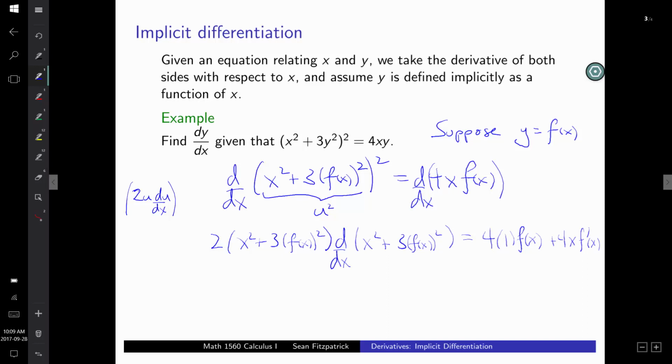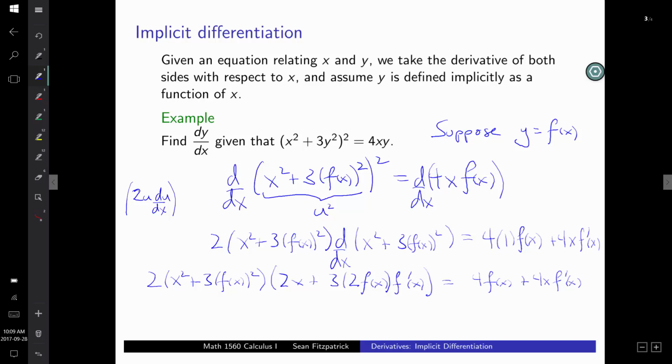I've got one more derivative to take on the left, so let's put that in. The derivative of x squared is simply 2x. Now what about the derivative here of 3 times f of x squared? Well, the 3 comes out, and the power rule says the 2 comes down, so I get 2 times f of x, times, what do I have to still put? I have to take the derivative of the inside, the derivative of f of x, so I get f prime of x, and my right-hand side is still the same.